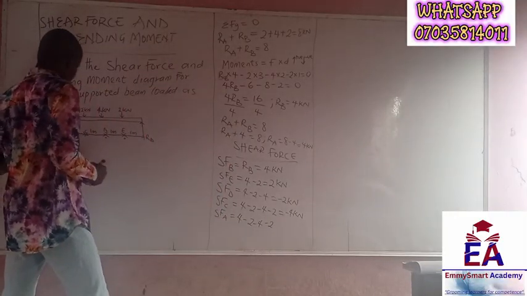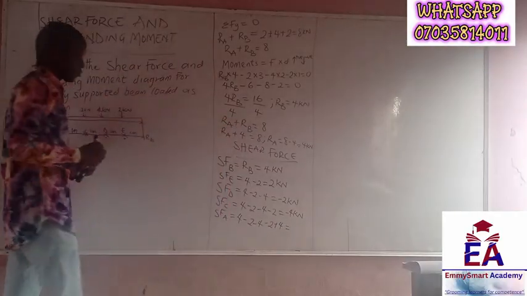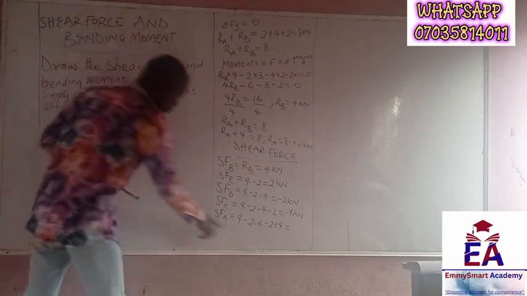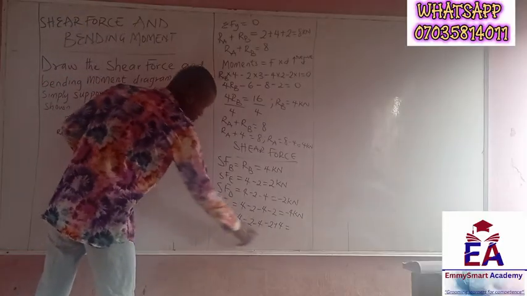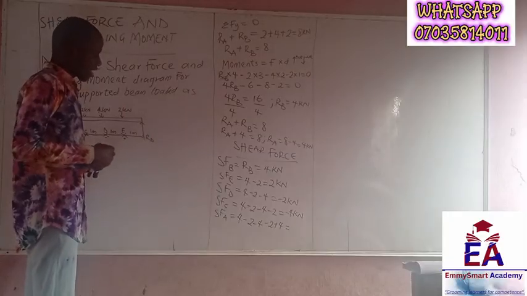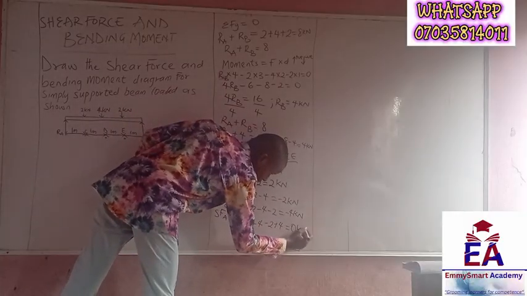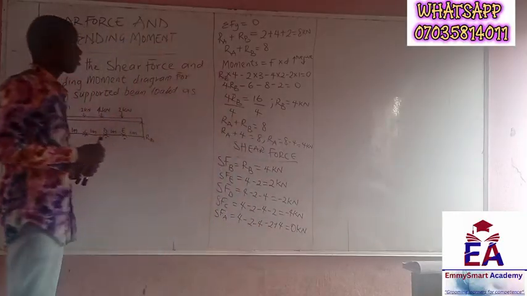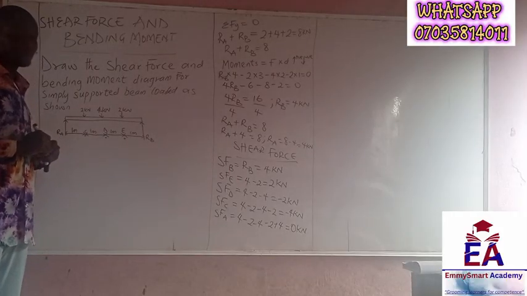So shear force at point A will now be 4 minus 2 minus 4 minus 2, then here now will be plus 4. So here 4 plus 4 is 8. So minus 2 minus 2 is minus 4. Minus 4 minus 4 is minus 8. And then 8 minus 8 will give us 0 kilonewton. Alright. So that is basically how to find the shear force.